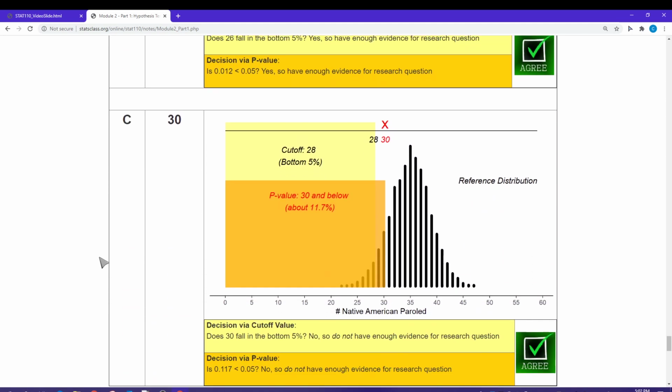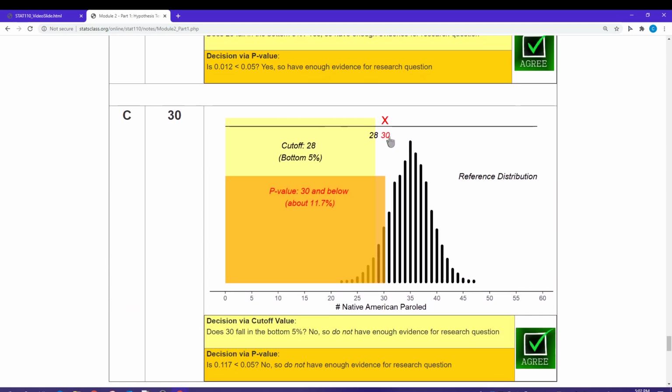So what if the study outcome is above? Well, if the study outcome here is not in the bottom 5%, so it's not below the 28, instead let us suppose that it's 30, then the chance that I'm going to get 30 or less is 11.7%, I guess, from this reference distribution. So 30 is not less than 28. That would be using the outlier rule. If we use the p-value approach, 11.7% is not less than 5%.